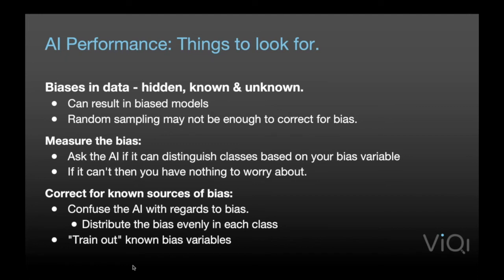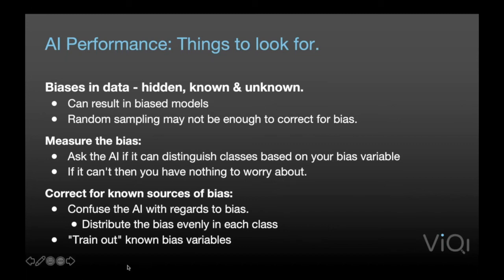On the other hand, if it comes back and says yes, I can distinguish them, then you can still do some things about that. You can confuse the AI with regards to the bias. In other words, you have an even distribution between your two postdocs in each class, and so the AI has nothing to latch onto to train itself to just recognize one of your postdocs. And there are other ways of systematically training out this bias, which is more advanced. We're not going to get into it, but it is possible to train an AI to not recognize certain bias variables.